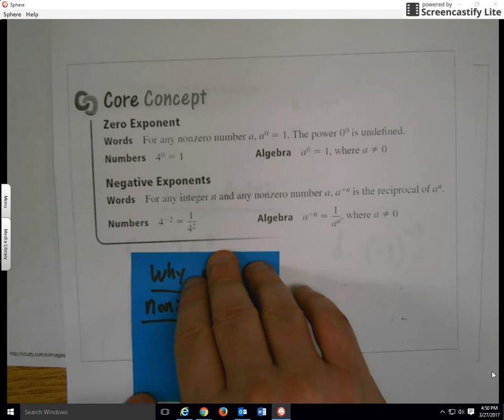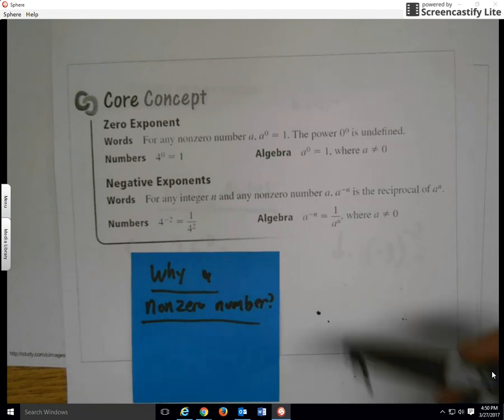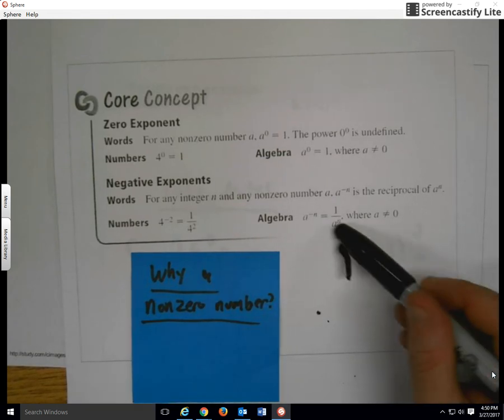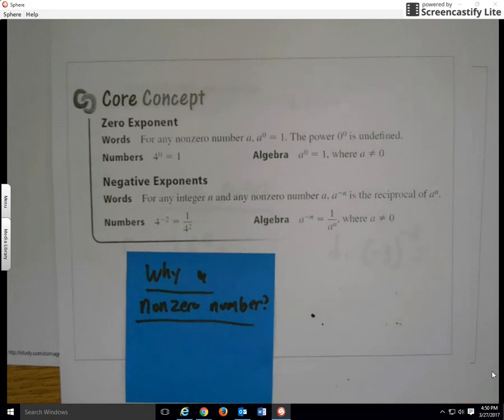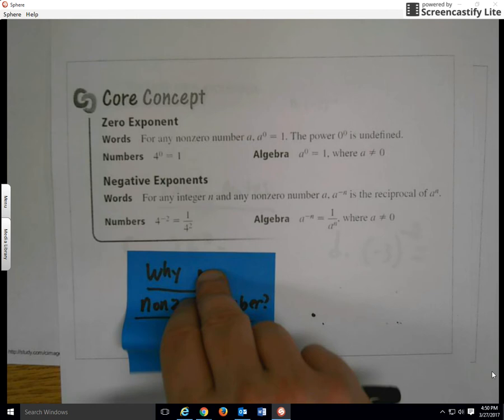And again, why a non-zero number? Because if a zero were in the denominator, well, 0 in the denominator is what? It's undefined.